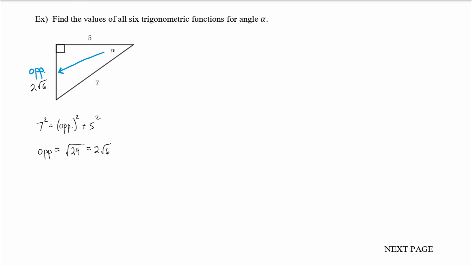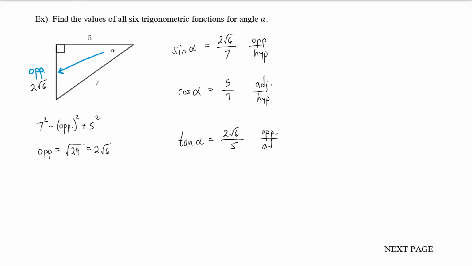Okay, now we want all the trig ratios. So for example, sine of that angle is opposite over hypotenuse, right? It's the opposite side over the hypotenuse. Cosine of whatever that angle is, is the adjacent over the hypotenuse. Tangent is the opposite over the adjacent. Right, that's opposite over adjacent. Now to get the other three, just do the reciprocals.